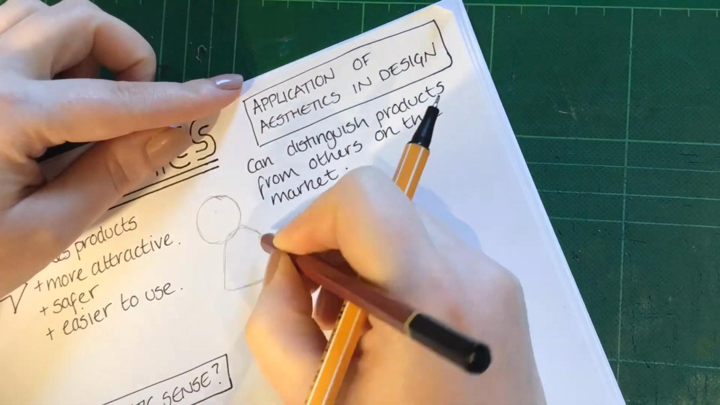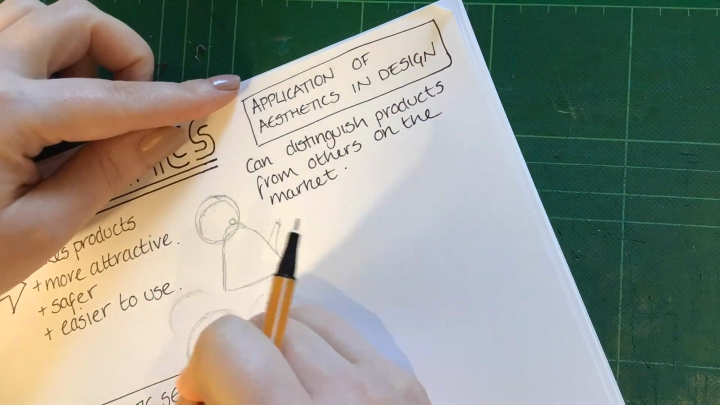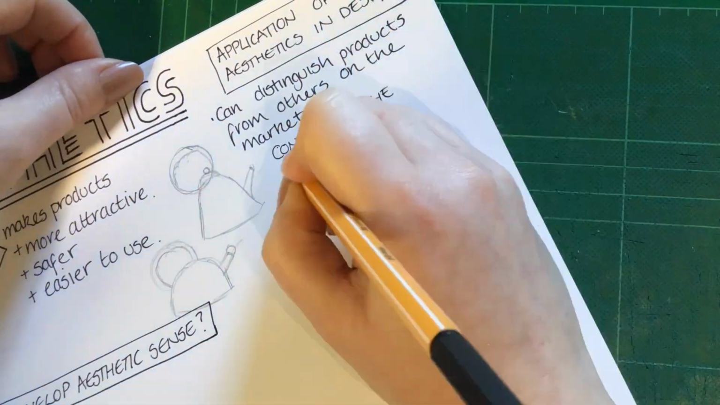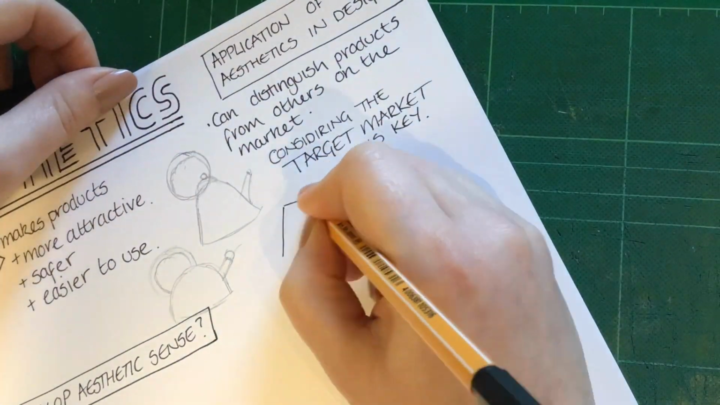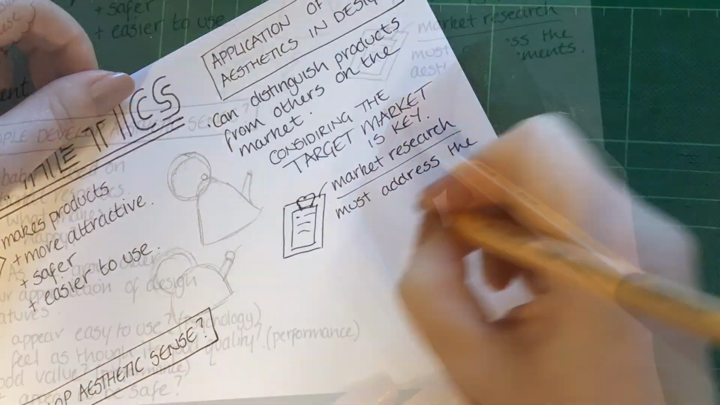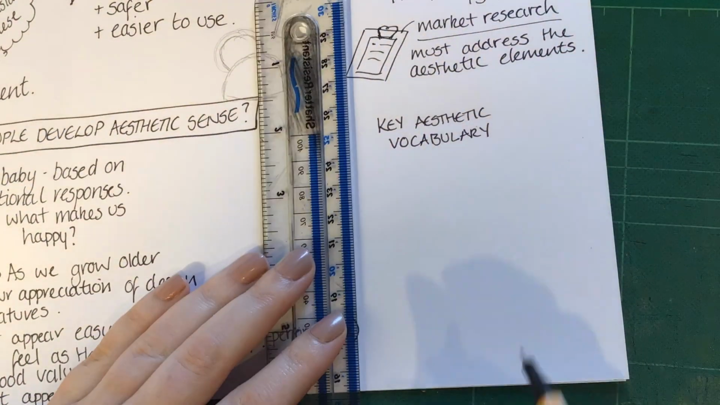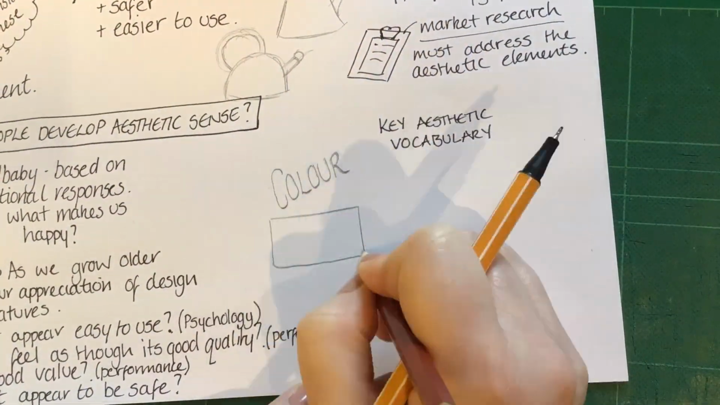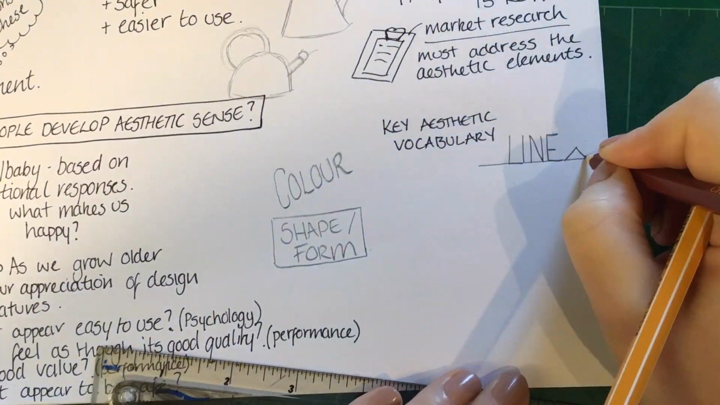So these link really well with other design factors such as psychology and performance. Another thing to remember is that your aesthetics is what sets you apart from the other products. So what makes yours look different on the shelf, and for that, thinking about your target market is key. Getting the right market research to tell you what the right aesthetic is for your group is really important.